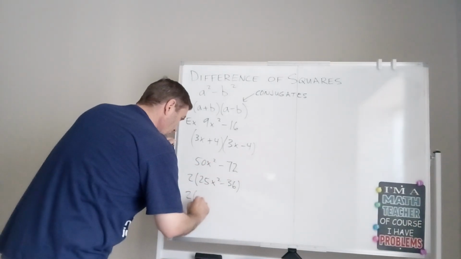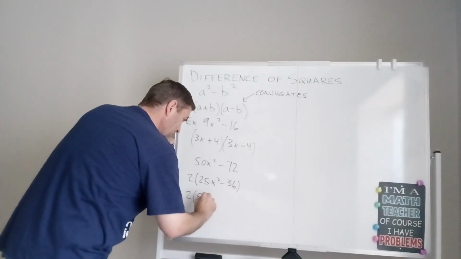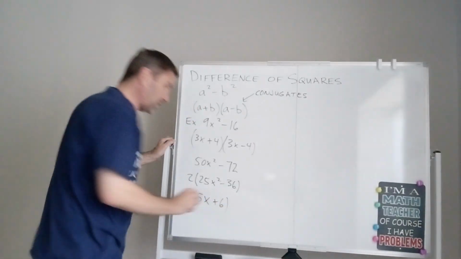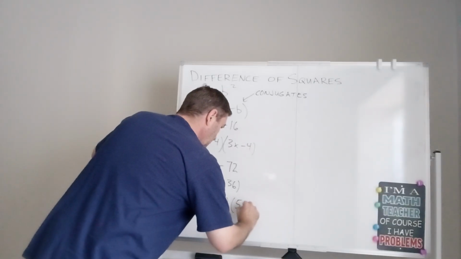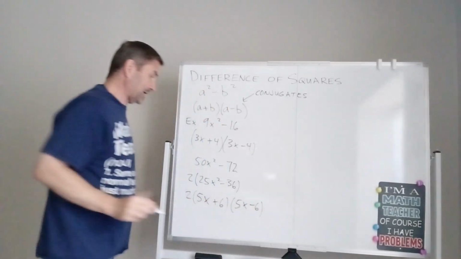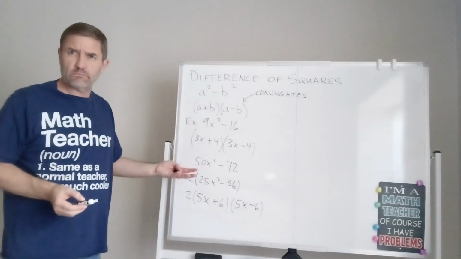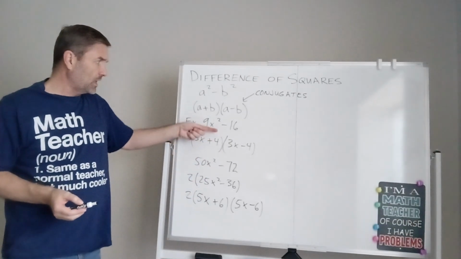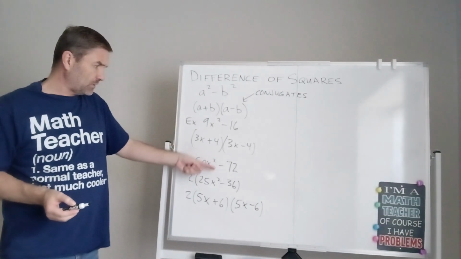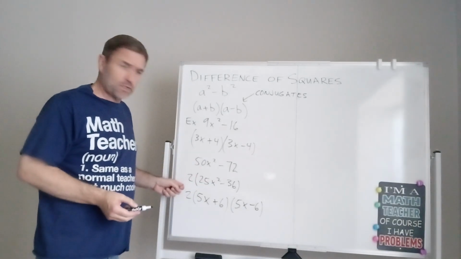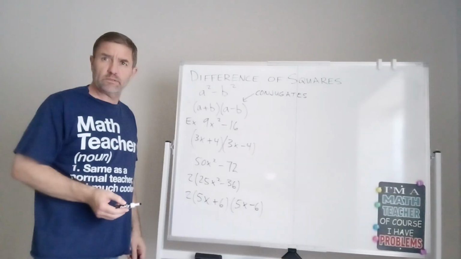So I'm going to put the 2 there. Square root of 25x squared is 5x. Square root of 36 is 6. We do one plus, and then we do one minus. And that's how you factor difference of squares. This is when you have more steps than just factoring once. So here we just had to factor one time. Here we had to factor twice. The greatest common factor had to come out first. Once the greatest common factor is out, then we factor the difference of squares.